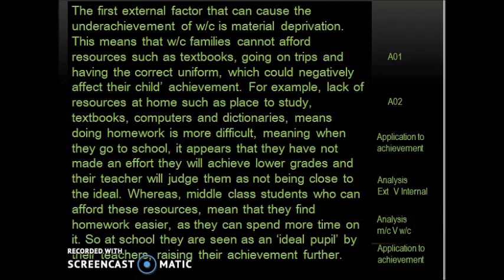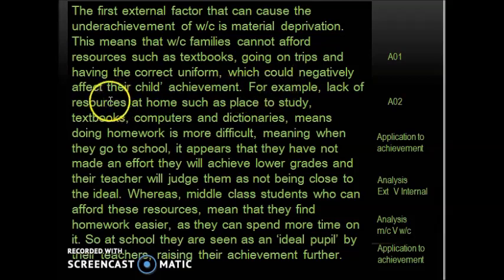I'm going to keep the next sentence, which was explaining what material deprivation is and how it could negatively affect the child's achievement. You could just clarify that causing failure, for example, of the working class. But now we're going to dig a little bit more into detail, and we're going to offer an example to gain the application and the analysis in 2 ways.